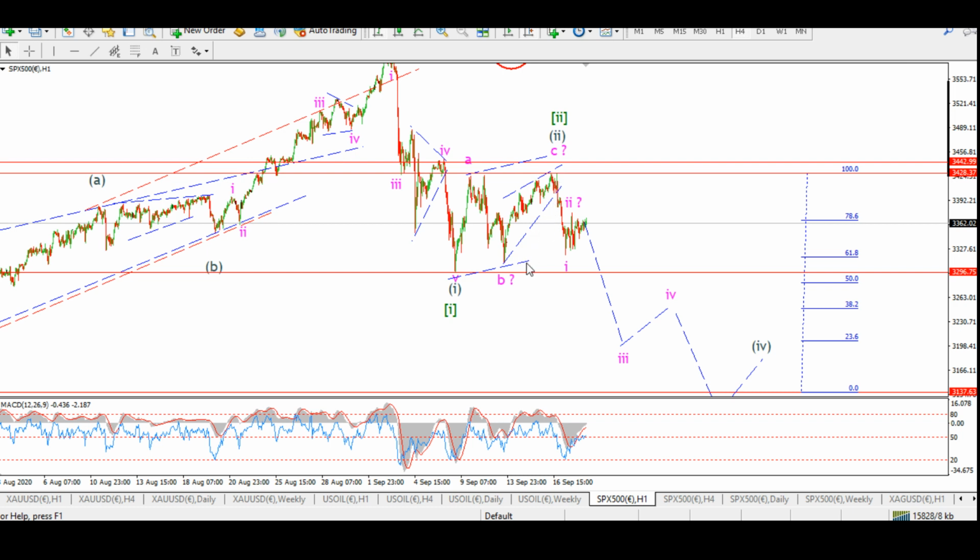So I would like to see wave 3 down now get underway. If we get a break of, let's say, the 3300 level, the 3290 level there, that will signal that wave 3 is underway, or confirm that wave 3 is underway.